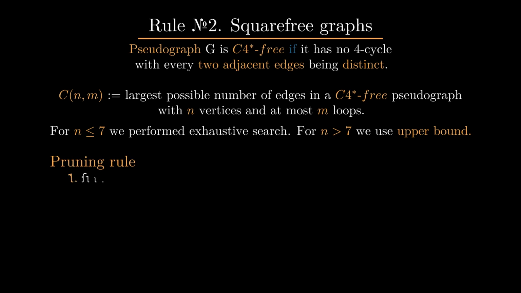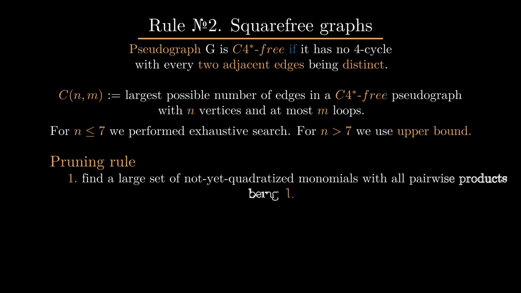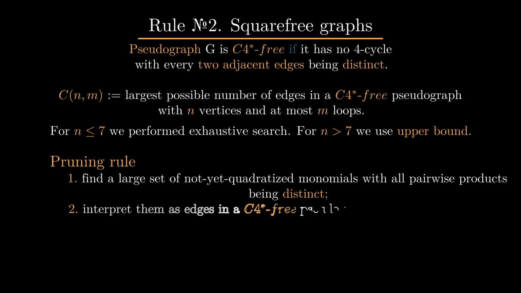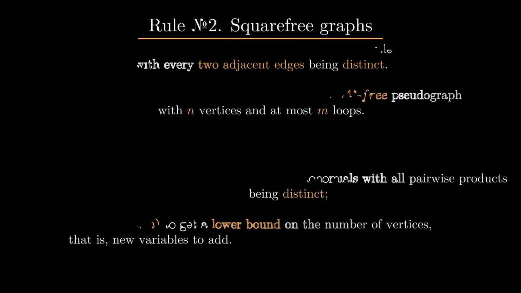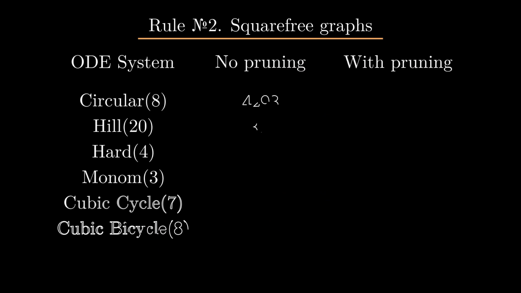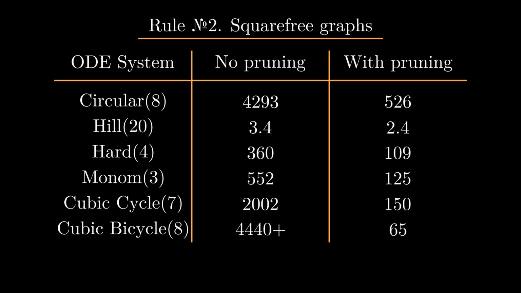The pruning consists of, first, finding a large set of not-yet-quadratized monomials with all pairwise products being distinct, and second, interpreting them as edges in a C4-star free pseudograph and using C4*(n, m) to get a lower bound on the number of vertices, that is, new variables to add. This rule also substantially improves the performance.